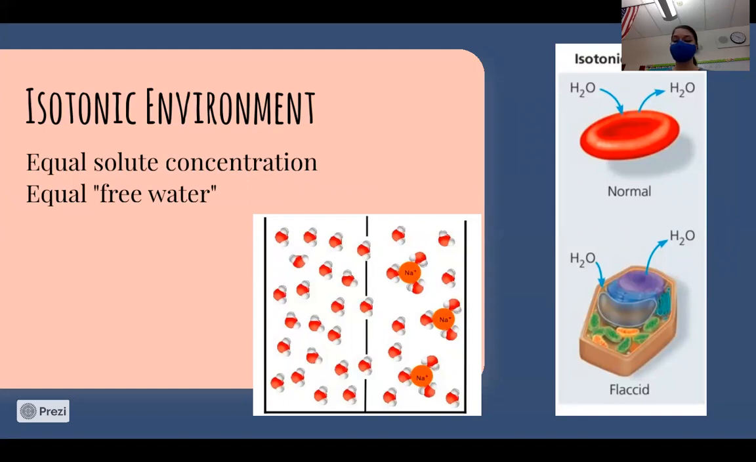Is this like the normal environment a cell is in? For our bodies, yes. For animals, yes. For plants, no. Plants actually prefer to be in a more hypotonic environment. So the soils tend to have a lot of water, and that's going to seep in constantly into the plant, and that's what it prefers.